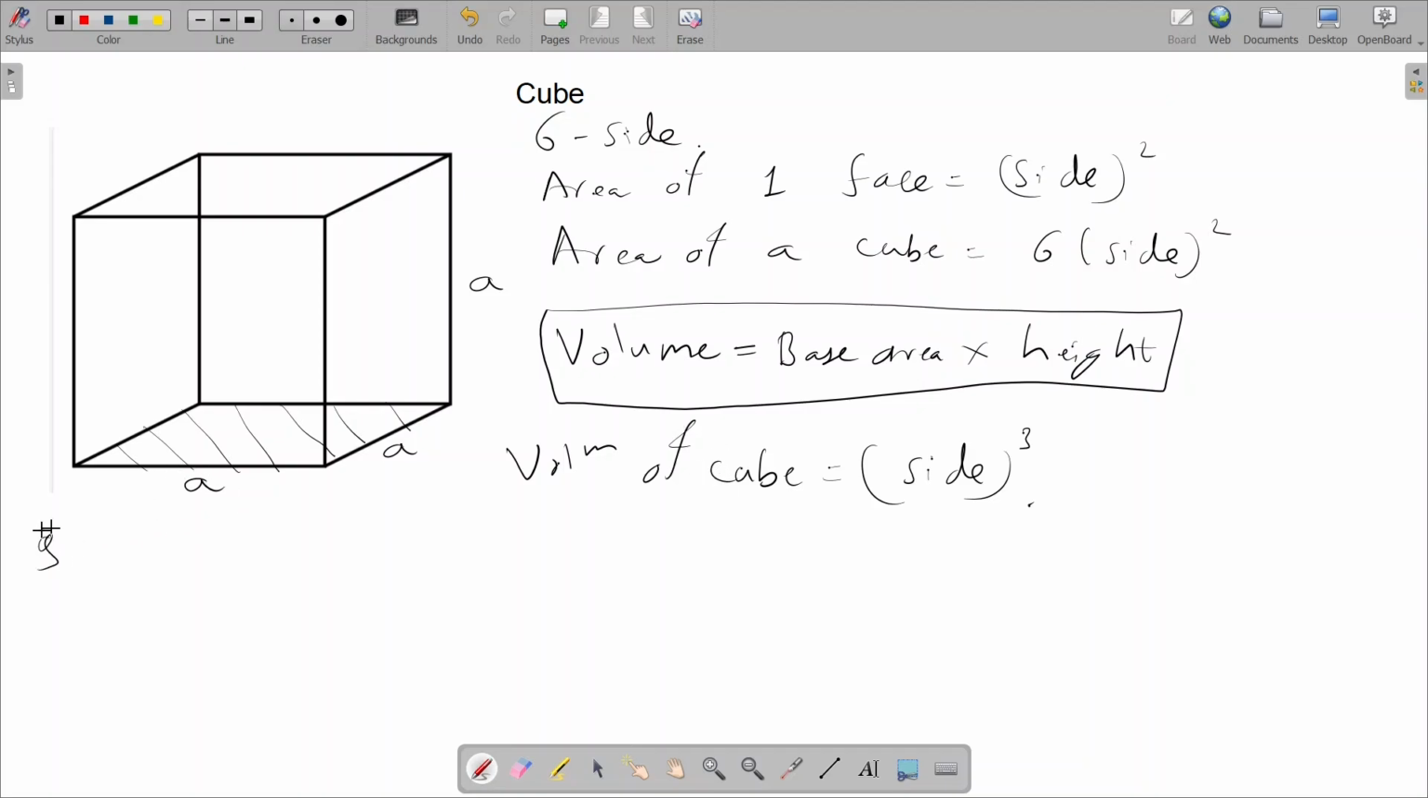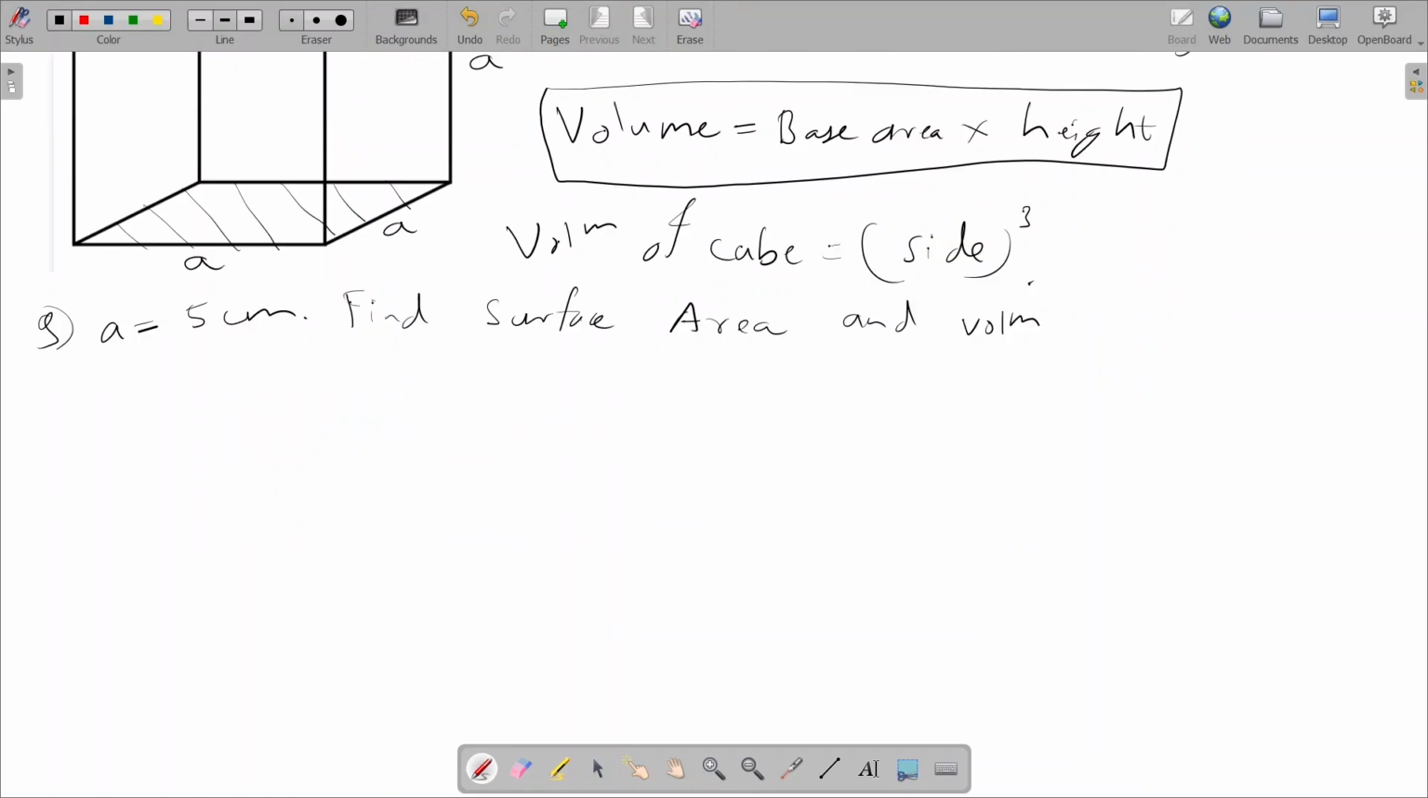There are only two formulas in a cube, nothing else. So I will take one question. Suppose the side of a cube is 5 centimeter. Find the surface area and the volume of the cube. So we know the surface area.